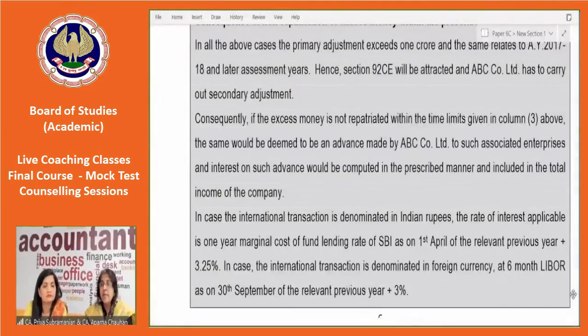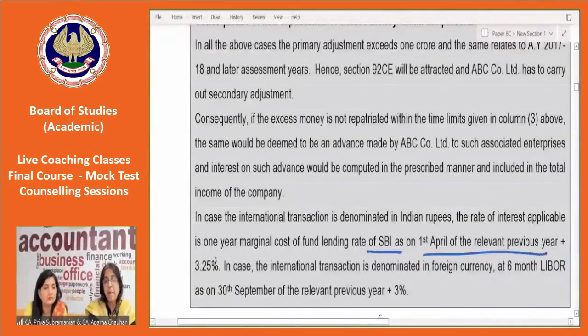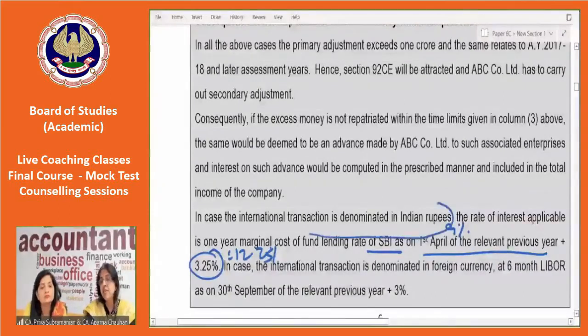If you don't repatriate within the time limit, then in case the international transaction is denominated in Indian rupees, you have to compute interest at the rate of 1 year marginal cost of lending rate of SBI as on 1st April of the relevant previous year plus 3.5%. If this is 9%, it will be 9% plus 3.5, or 12.5%. If it is denominated in foreign currency, then you have to do it at the 6-month LIBOR as on 30th September of the relevant previous year plus 3%.